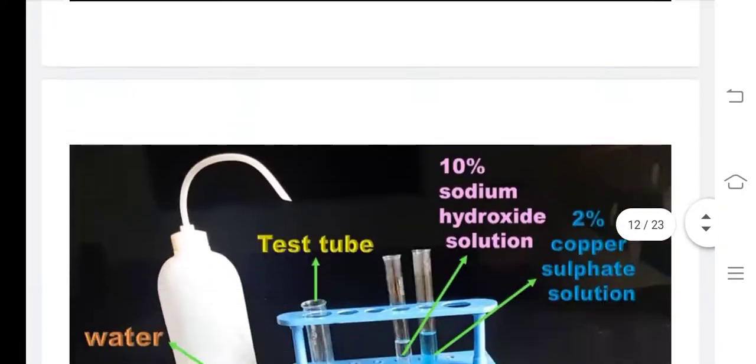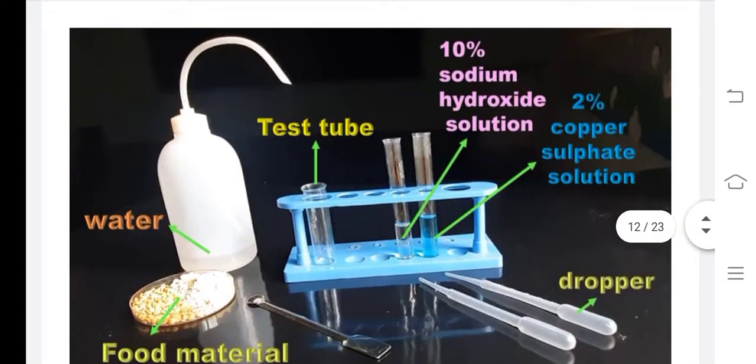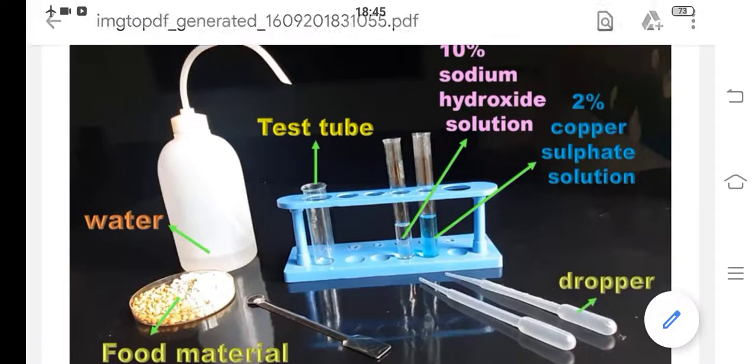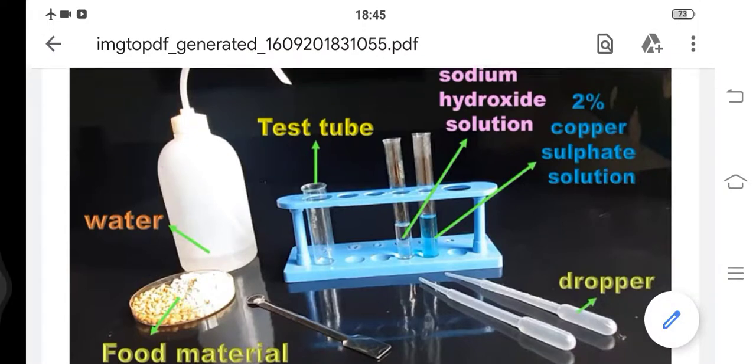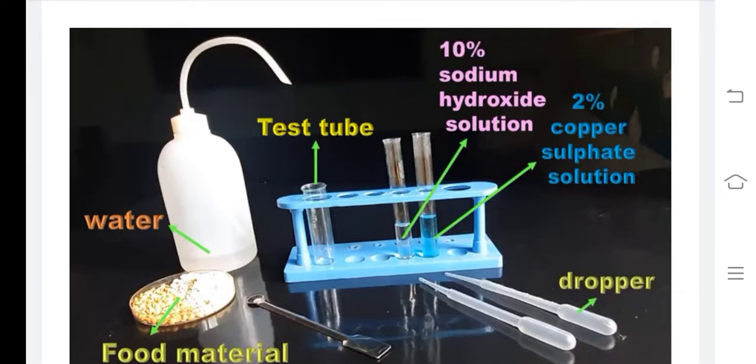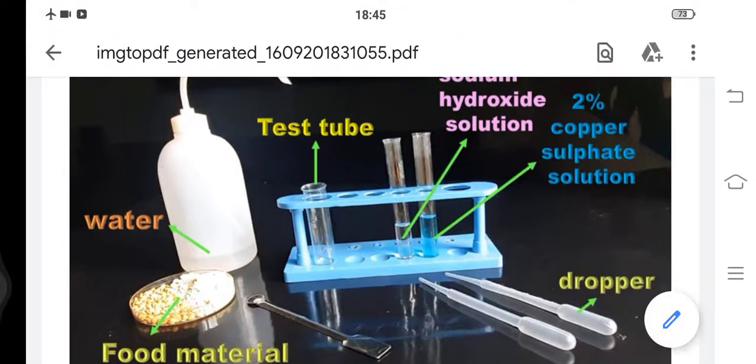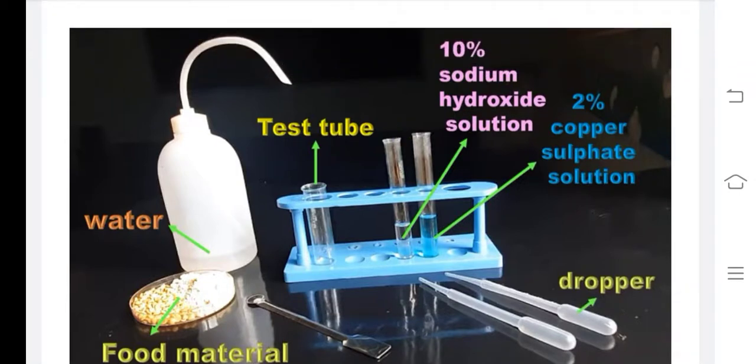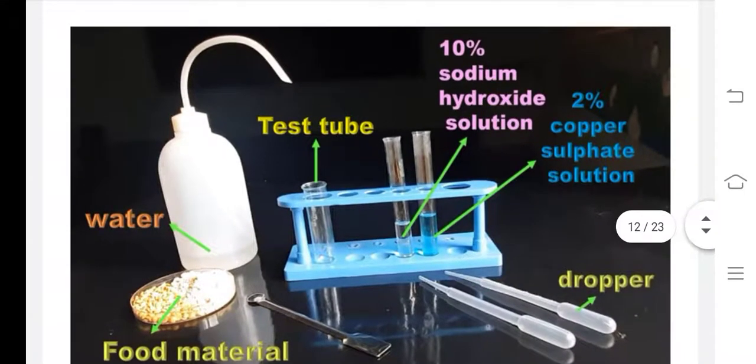Now observe carefully this slide. What are the materials required to test the proteins? First, children, observe carefully. Test tube. Clear? These are the materials required for that. And sodium hydroxide solution. These are the chemicals, children. Once again, sodium hydroxide solution, NaOH, or else you can say caustic soda.